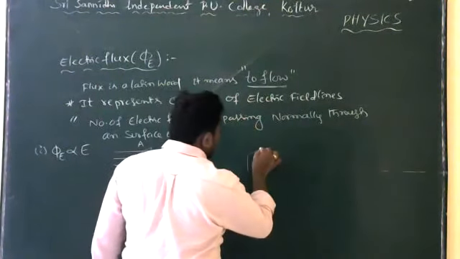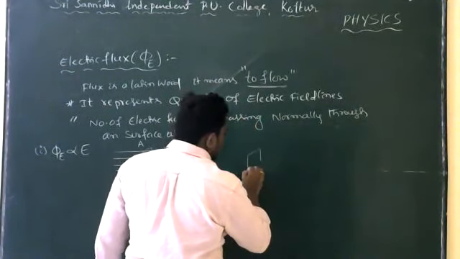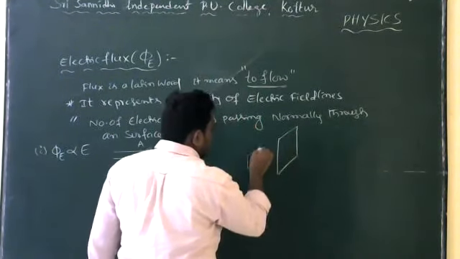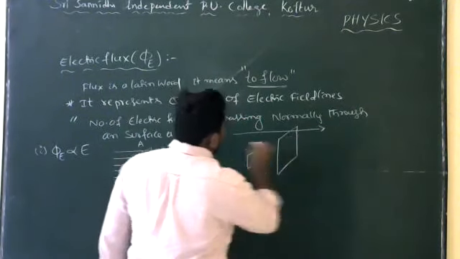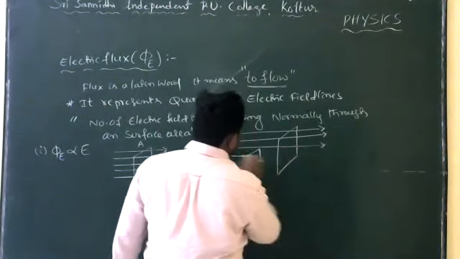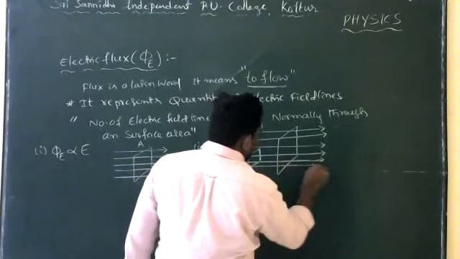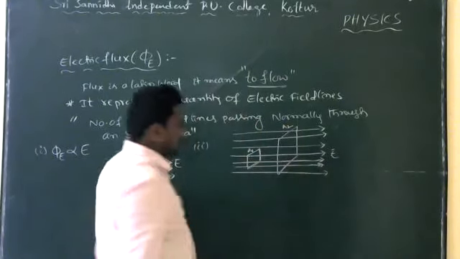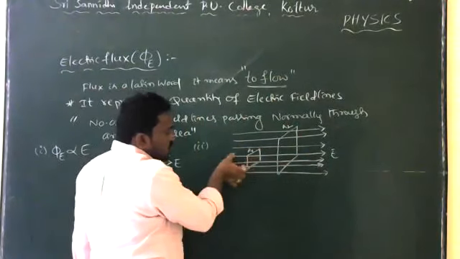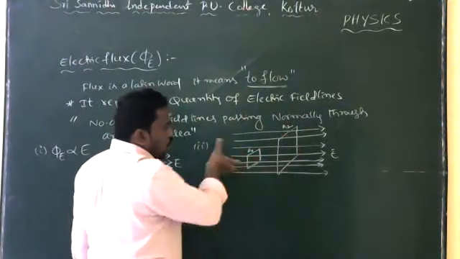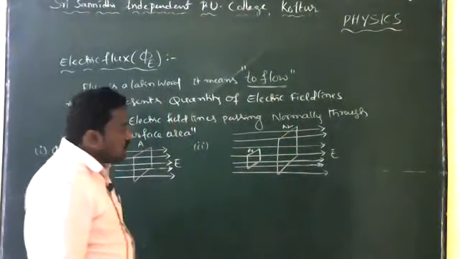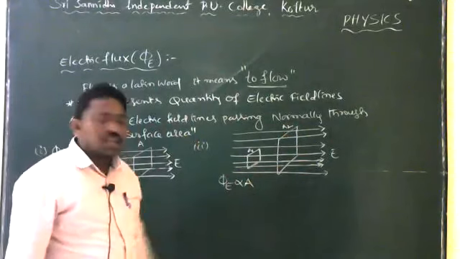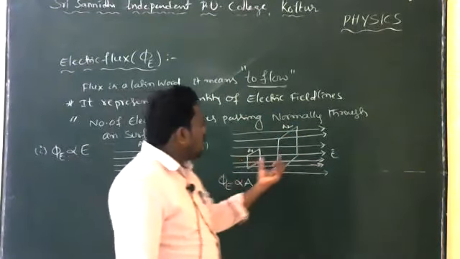So here we take two areas. This is one surface, and this is another surface. Now the number of electric field lines passes through the surface area, like this. This is the area A1, this is the area A2. A smaller area occupies a smaller number of electric field lines, and a larger area occupies a larger number of electric field lines. Therefore, electric flux is directly proportional to the area of the surface. So this is surface area A1, this is surface area A2.